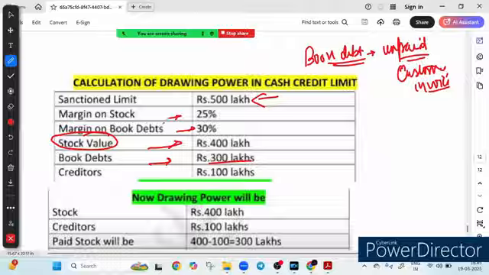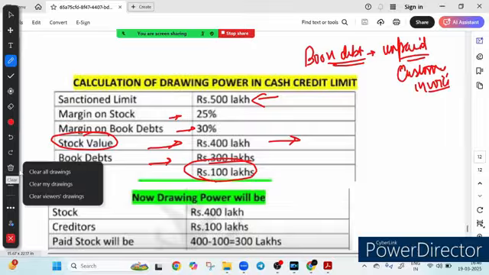And the business has a stock worth 400 lakh, but it also owes rupees 100 lakh to a creditor. Yes, it owes 100 lakh to the creditor, meaning it has borrowed from the creditor and not paid yet. It is still remaining to be paid for this stock. So the paid stock, how much has he paid? Tell me, out of the 400 lakh, how much has he paid? The 300 lakh he has paid, right?